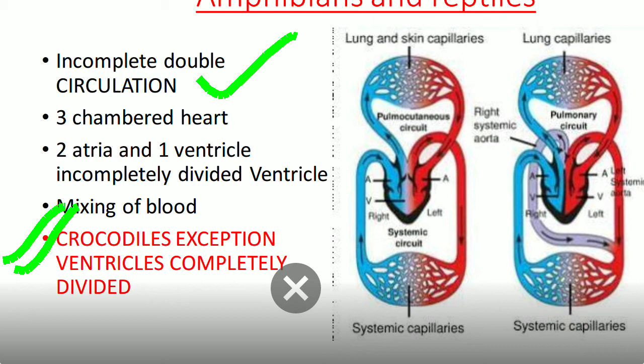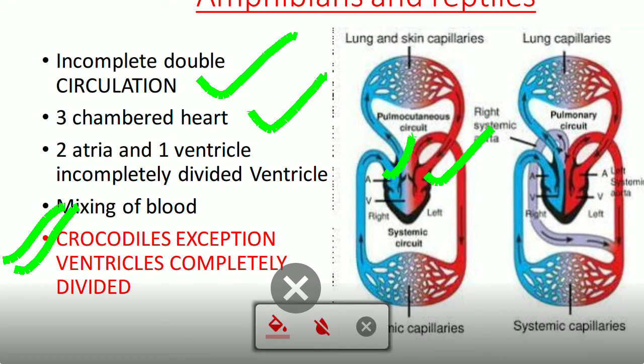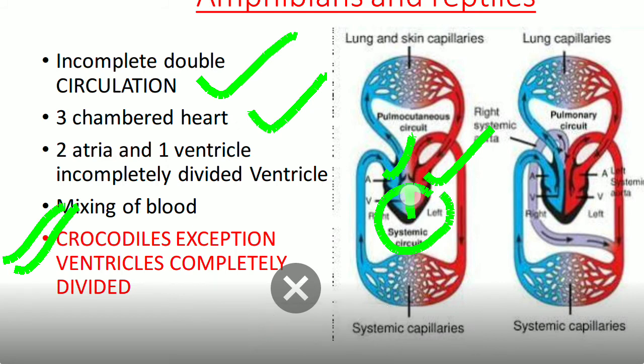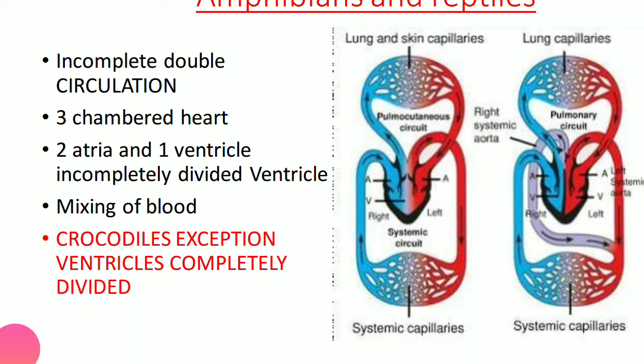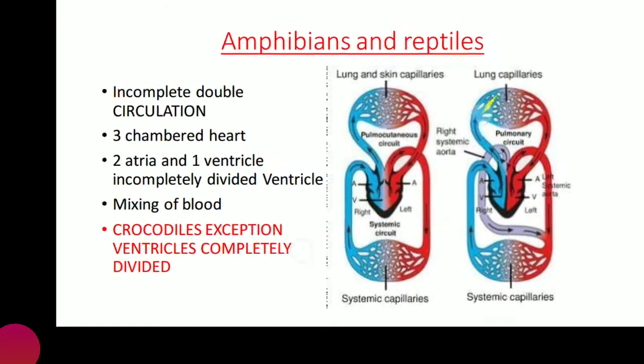Why incomplete double circulation? Let me explain. First of all, they have a three chambered heart. Why? Because they have two atrial chambers, right and left, and one ventricle chamber. Both sides are there, but the ventricle is incompletely divided. Because of incomplete division of the ventricle chamber, it is known as one ventricle. So the division is not complete, so we say three chambered heart. But the crocodiles have a four chambered heart. So the mixing of blood occurs here.